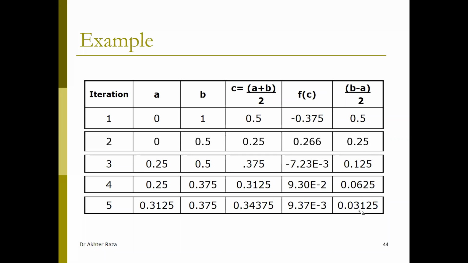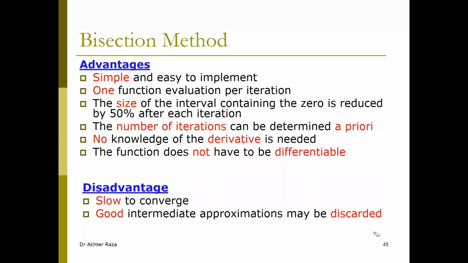If errors are reducing, it means we are going to converge, and if errors are increasing, that is an indication that we have a divergence case and the root will not exist. So this is the concluding slide of the bisection method. The advantages are what? It is simple to apply. One function evaluation per iteration. The size of the interval containing the zero is reduced by 50%. But it has a drawback. What drawback does it have? Convergence will be slow.